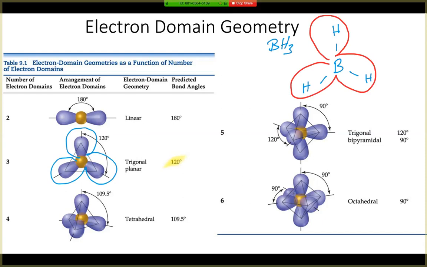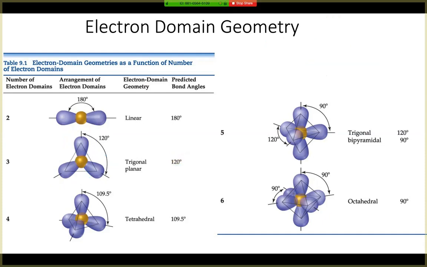Right? We said it doesn't matter if it's a bond or a lone pair. So we'd have an electron domain of trigonal planar. I'm not going to go through all of them, but this is how we start to build things up, right? And so the last one I'll do is tetrahedral, and we'll leave it at that. There's just two things I want to point out.